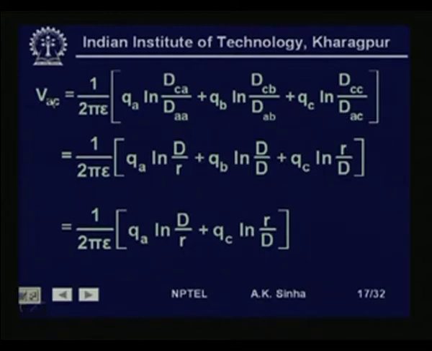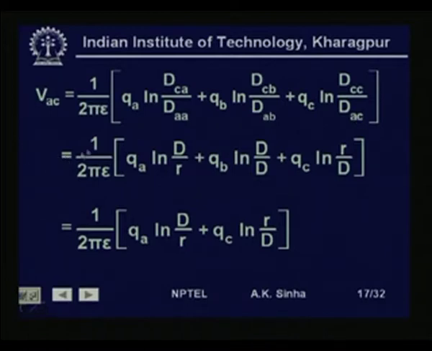Similarly, we can find out the voltage between conductor A and conductor C. So, VAC will be equal to 1 by twice pi epsilon into, due to charge qA, log n, the distance between A and C, dCA, over the distance between A to A, dAA, plus qB log n, distance of B to C, that is dCB, divided by distance of B to A, that is dAB, plus qC log n, distance of C to C divided by distance of C to A, that is equal to dCC by dCA.